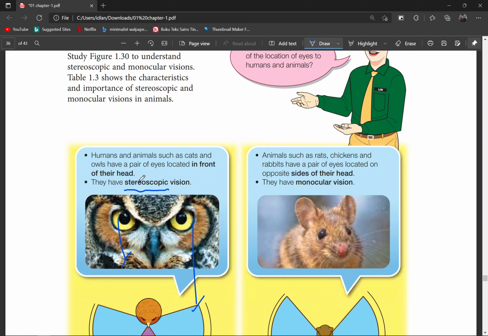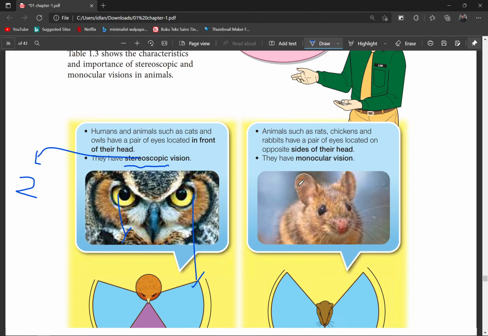Stereoscopic ni berasal daripada perkataan stereo ni, maksudnya adalah dua. Dua maksud apa? Dua biji mata diorang adalah memandang tempat yang sama. Okay? Mata bukan pandang sama, pandang boleh lain kan. Tapi diorang punya mata kedudukan dia sama sahaja. And lepas tu kita ada animals such as rats, chicken and rabbits have a pair of eyes located on opposite sides of their head. They have monocular vision.